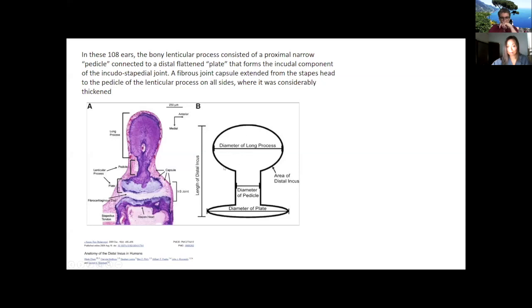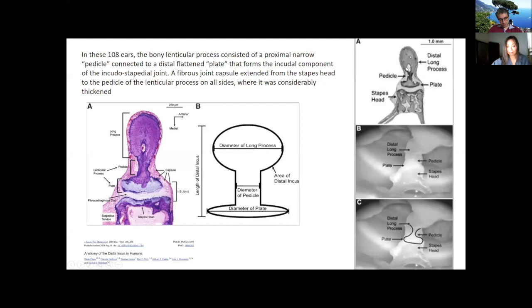This, as a concept, was kind of radical because I had not thought of it that way. I always thought this whole thing was just one bony component. So this is a change in the way I thought of the incus and the lenticular process. The other interesting thing is when they looked at it clinically during intraoperative evaluation, they didn't really see this pedicle as a skinny stalk-like structure. In real life, it looks the same thickness as the long process, but in histology, it's actually a more skinny process.